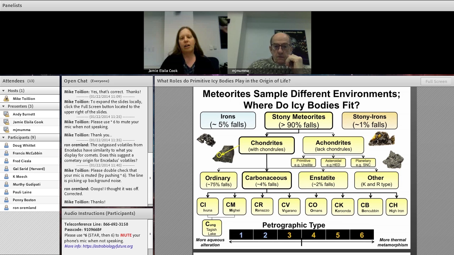We do think that the CI carbonaceous chondrites may be the most similar to icy bodies. They're the carbonaceous chondrites that have seen the most aqueous alteration, liquid water present on the parent body. So there's a suggestion that they may be related to comets and to other icy bodies. And I'll show you a little bit about how that may lead to some differences in the organic compounds that are produced.